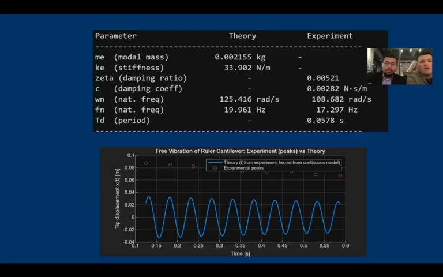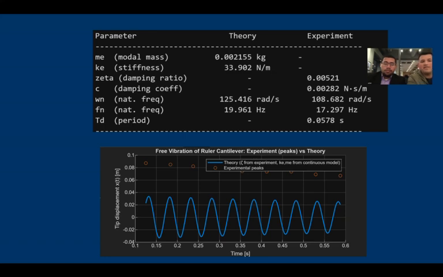And from our experimental data, we found the damping ratio to be 0.000521. From there, we were able to calculate our values of the natural frequency, and we found that the theoretical is 19.61 and the experimental 17.297.